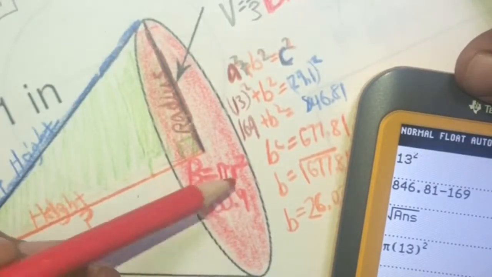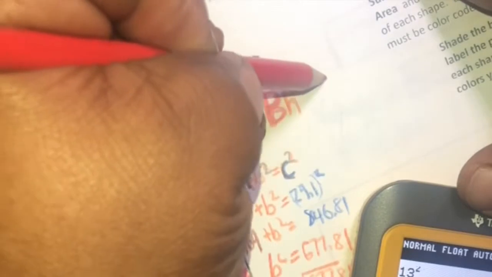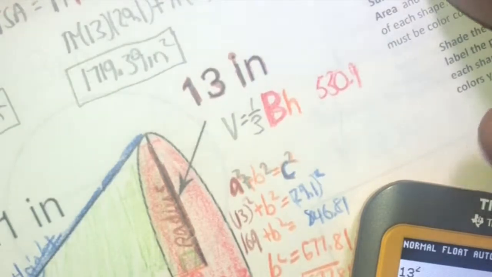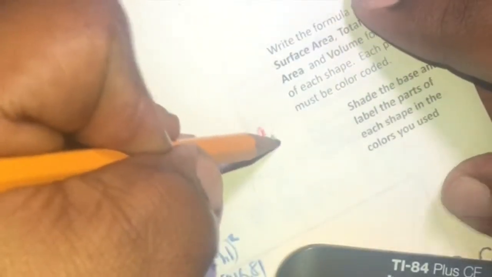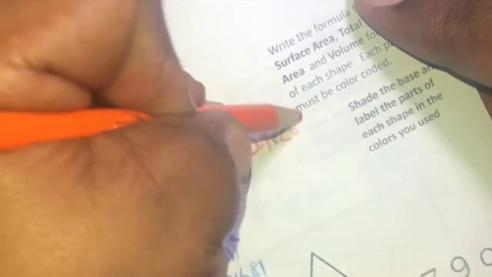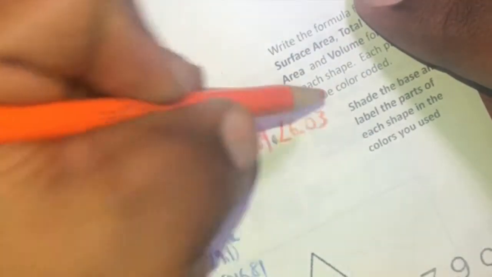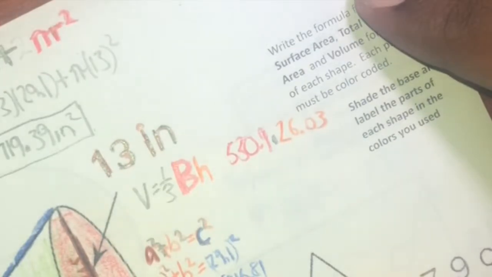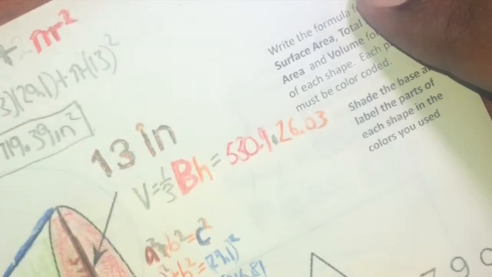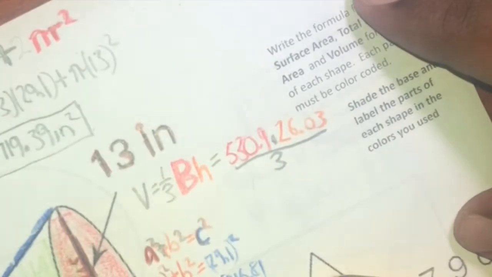So I'm going to take my 530.9 and multiply that by the 26.03, and that is going to give me a number that I can use to find the volume. Once I multiply those, I need to divide them by 3.